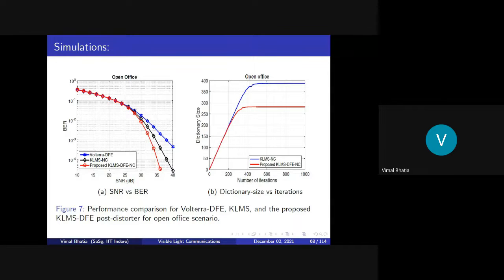Now, this is for the open office scenario, where we see that the proposed algorithm works better than the Volterra DFE, which also works well. The KLMS with NC criteria, one of the previous ones that was proposed, works well as well. But the best one is the proposed with the DFE structure. The DFE structures are stronger at handling nonlinearities, and they work better while using a lower dictionary size. That is an important aspect: you can get better rate performance with a lower dictionary size.